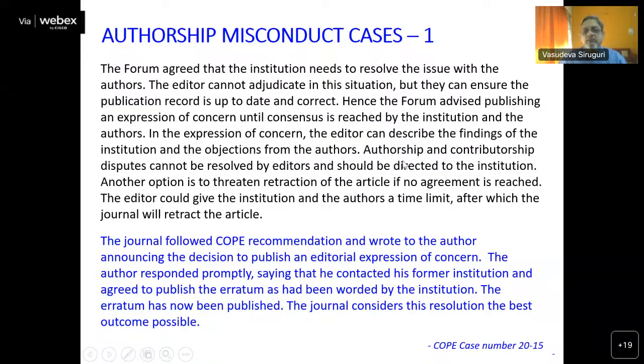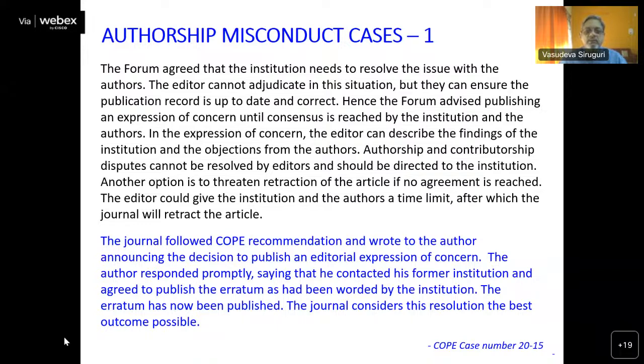And so authorship and contributorship disputes cannot really be resolved by the editors. They are not judges, okay? And so basically the institutions have to resolve this problem. Another option which the forum suggested is that you can at least threaten that the article would be retracted if no agreement is reached between the institution and the authors. So that was a real threat. And they said if you don't reach an agreement within this time limit, the journal will retract the article.